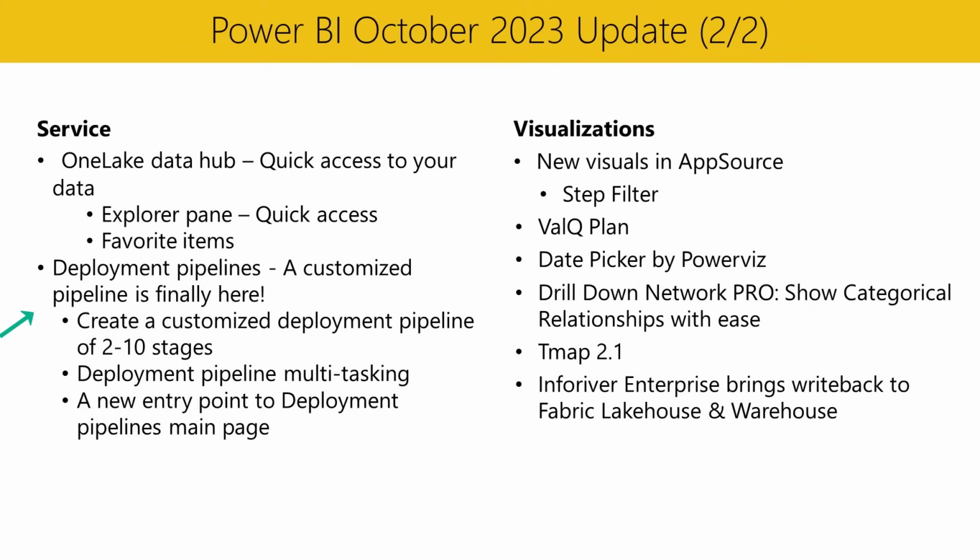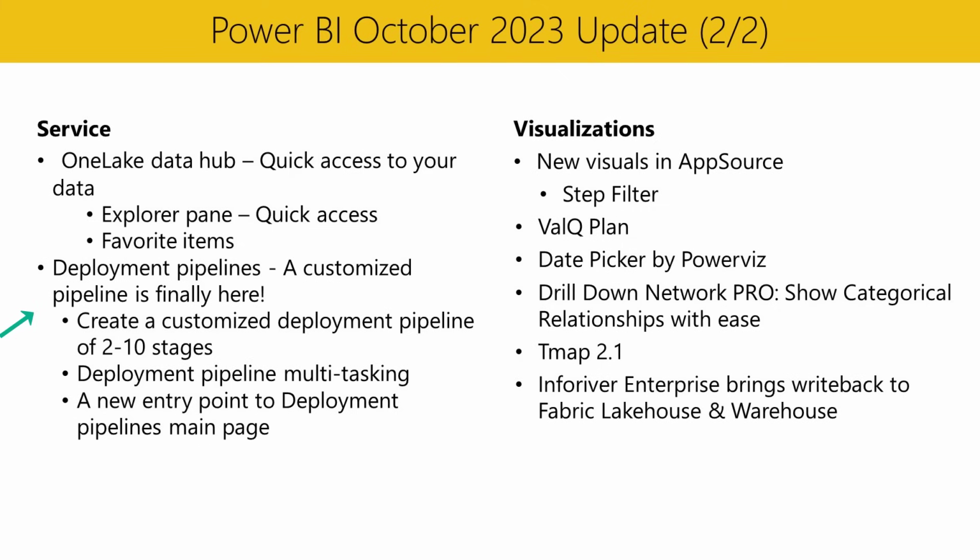Moving on, we have deployment pipelines. A customized pipeline is finally here. You can create a customized deployment pipeline of 2 to 10 stages. After a long wait, it's finally here. A customized deployment pipeline of 2 to 10 stages. Starting with the second week of October, you'll be able to decide how many stages your new deployment pipeline will have a moment before it is created, within a new step we added to the creation process.